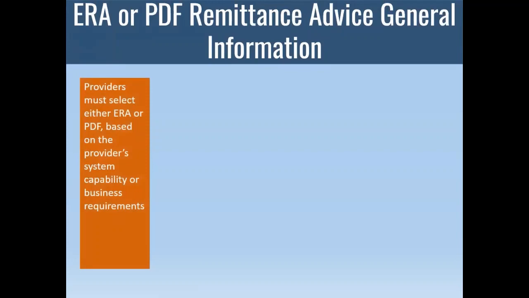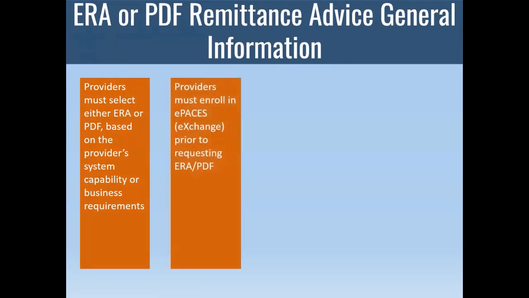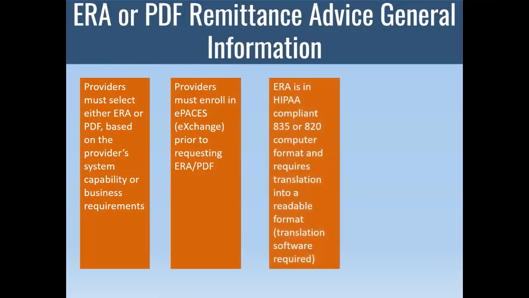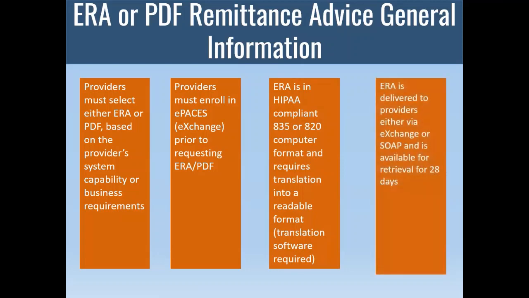ERA or PDF remittance advice general information. Providers must select either ERA or PDF based on the provider's system capability or business requirements. Providers must enroll in ePACES, Exchange, prior to requesting ERA or PDF. ERA is in HIPAA-compliant 835 or 820 computer format and requires translation into a readable format. Translation software will be required. ERA is delivered to providers either via Exchange or SOAP and is available for retrieval for 28 days.